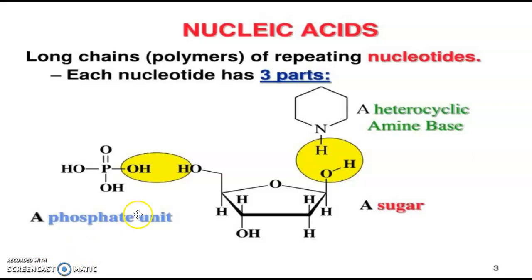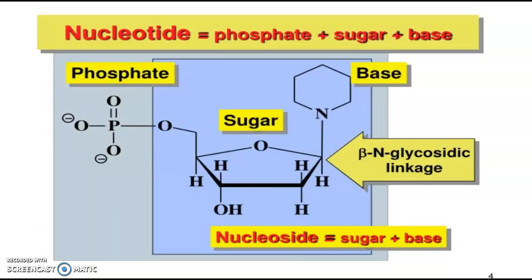One is the phosphate unit, another is the sugar unit, and another is the heterocyclic amine base. So these are the three parts of a nucleotide. Once again, a nucleotide is made up of phosphate, sugar, and a heterocyclic basic unit. So this is the basic structure of a nucleotide, and the base and the sugar are joined by beta-N-glycosidic linkages, like this N-H bond.